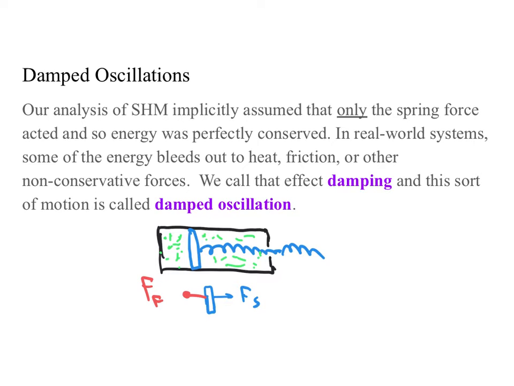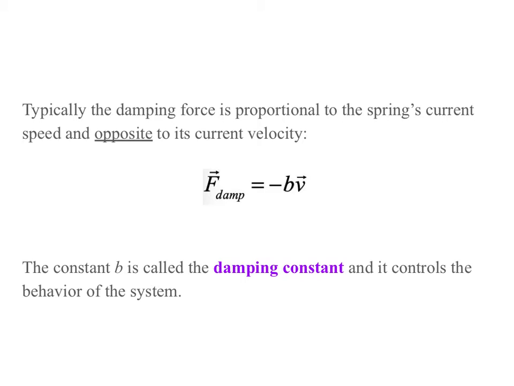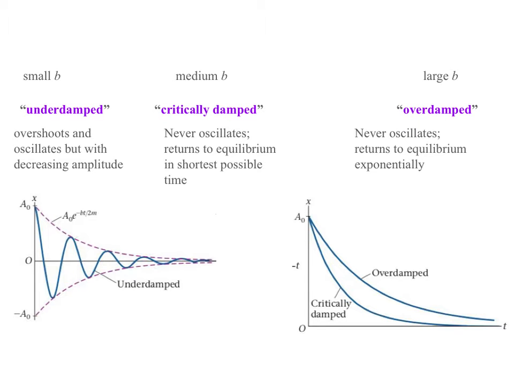And as is usual for drag type forces, it's dependent on the velocity. The faster the thing's going, the more it suffers drag. So we bleed out energy, and it's usually proportional to the velocity. All right, so normally a damping force is a drag force, where this constant is called the damping constant, and ends up controlling the behavior of the system. We characterize things based on the size of B.